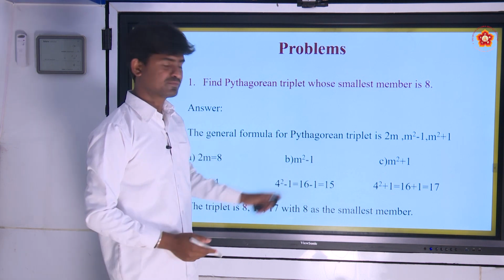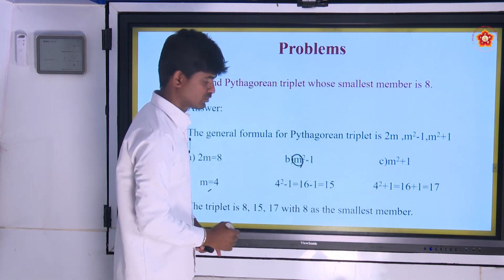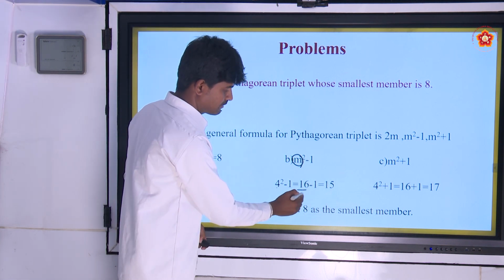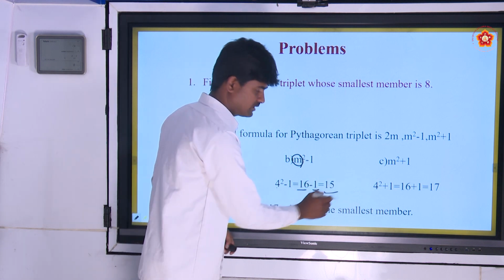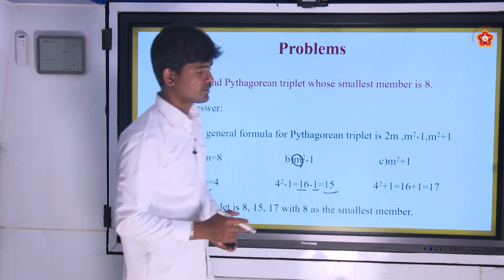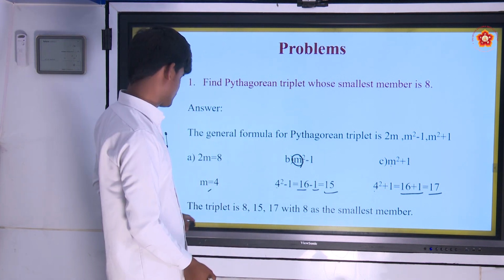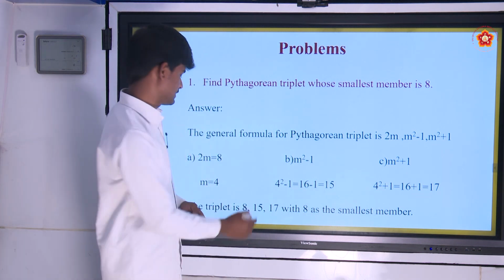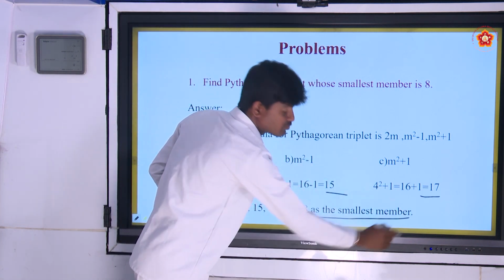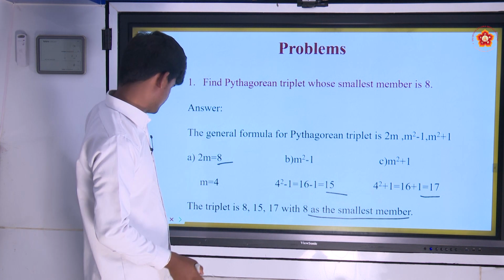Next, substitute this m value. In m square minus 1, with m equal to 4, we get 4 square minus 1. 4 square is 16, minus 1, that is 15. Next, m square plus 1: 4 square plus 1 is 16 plus 1, that is 17. So the triplet is 8, 15 and 17, where 8 is the smallest member among these.